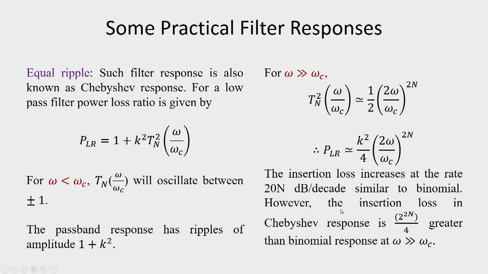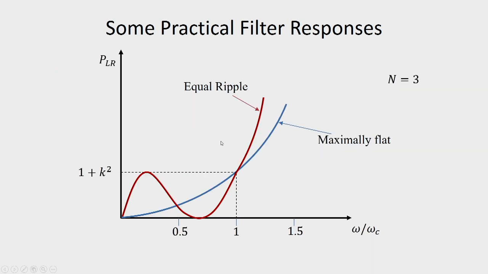So, here also insertion loss increases at the rate of 20 n dB per decade, but the insertion loss in Chebyshev response is greater by a factor 2 to the power 2 n by 4 than binomial response at omega much, much larger compared to omega c. So, this is shown here for filter order of 3. Here we can see that the y axis is the power loss ratio PLR.